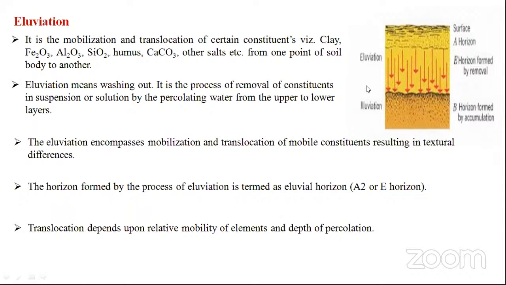Generally eluviation is called the washout horizon. You can see all the components may go through either suspension, that is leaching, or solution by the percolation of water from upper to lower layers. In pedology we generally represent this as the E horizon, but in the old notation it is the A2 horizon. In eluviation, some mobilization will be there and translocation will take place.